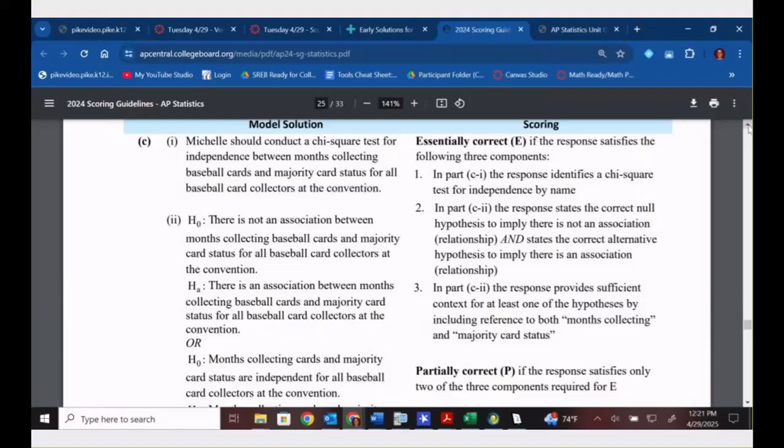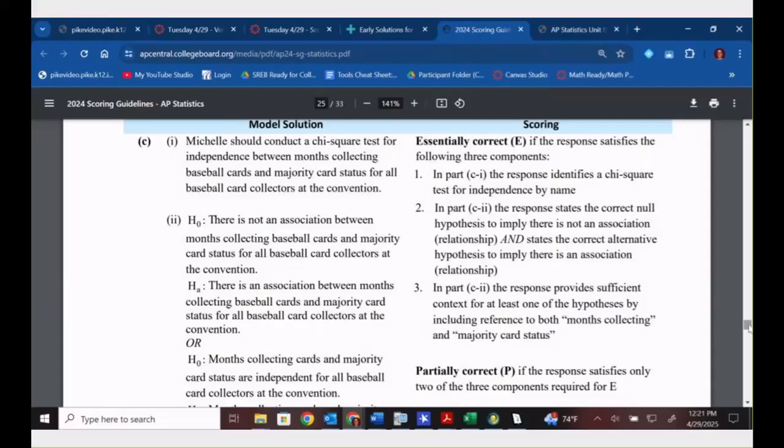Component 2, in part C-II, the response states the correct null hypothesis to imply that there is not an association, not a relationship, and states the correct alternative hypothesis to imply there is an association, there is a relationship. So if they said in the H0 that these are independent and in the HA that they are not independent, that would be okay as well. Independent would give the idea that there's no relationship, no association, and dependent conveys the idea that there is a relationship, there is an association.